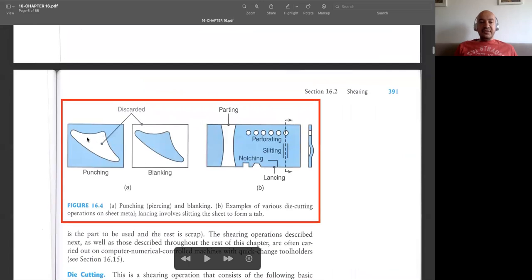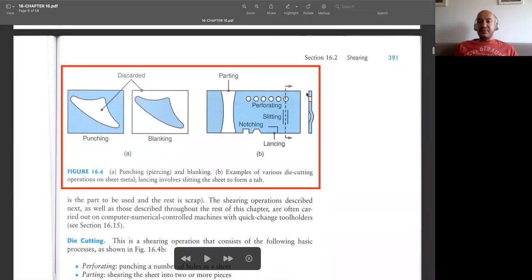If the blue part is going to be used, then this is called punching. But in this case, if the removed part is going to be used, then it's called blanking. As you see, we are using the same punch and the same die. If the remaining region is going to be used, it's called punching, but if the removed part is going to be used, the process is simply called blanking.